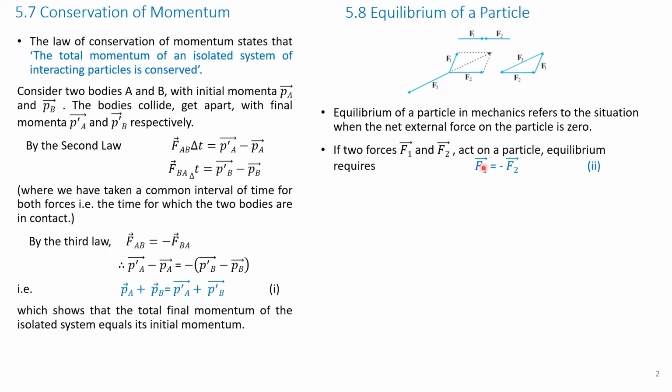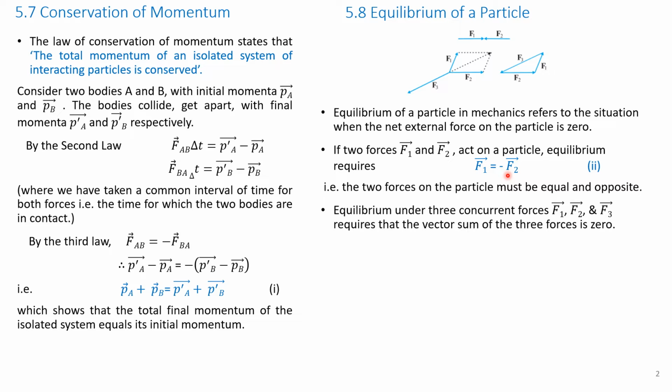If two forces F1 and F2 act on a particle, equilibrium requires that F1 is equal to minus F2. You see, F1 is from left to right and F2 is from right to left in the figure above. Let this equation, that is vector F1 is equal to minus vector F2, be equation 2. That is, the two forces on the particle must be equal and opposite. This negative sign indicates opposite.